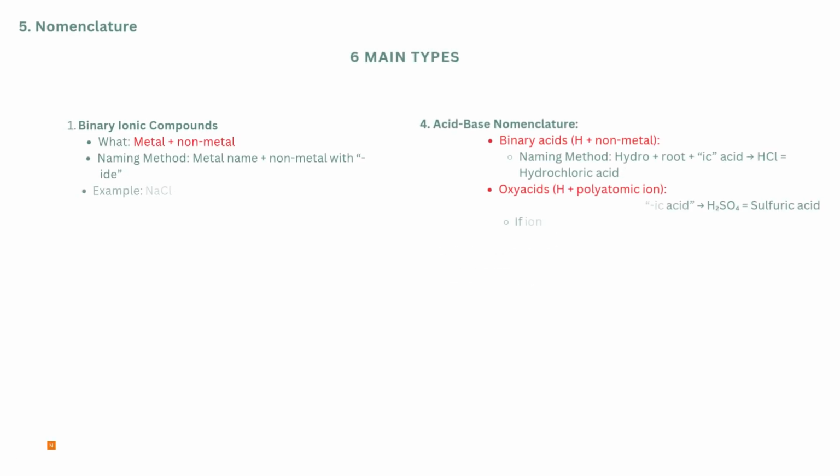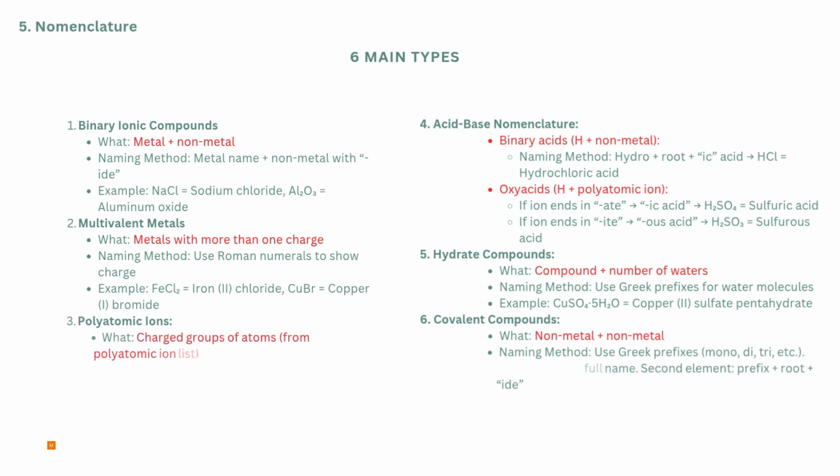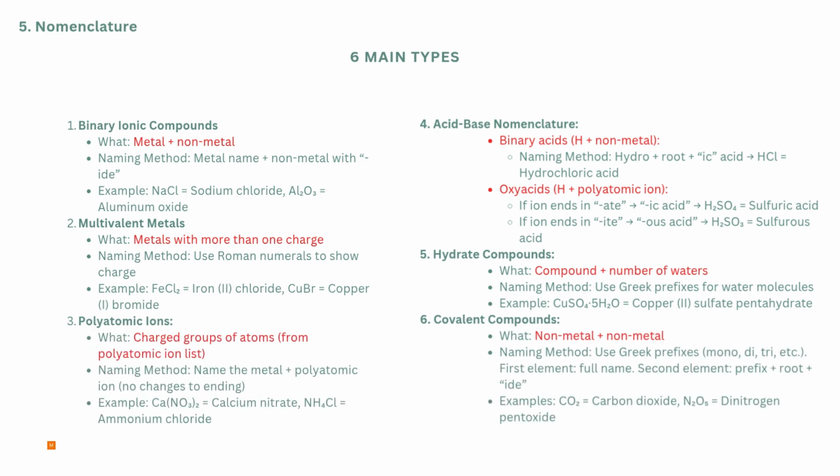Now that we know how atoms bond, let's learn how to name the compounds that they form. This is called nomenclature, and there are six main types of naming. Binary ionic compounds. These are compounds made of metal and nonmetal. You always name the metal first and then the nonmetal ending with IDE. Example, sodium chloride.